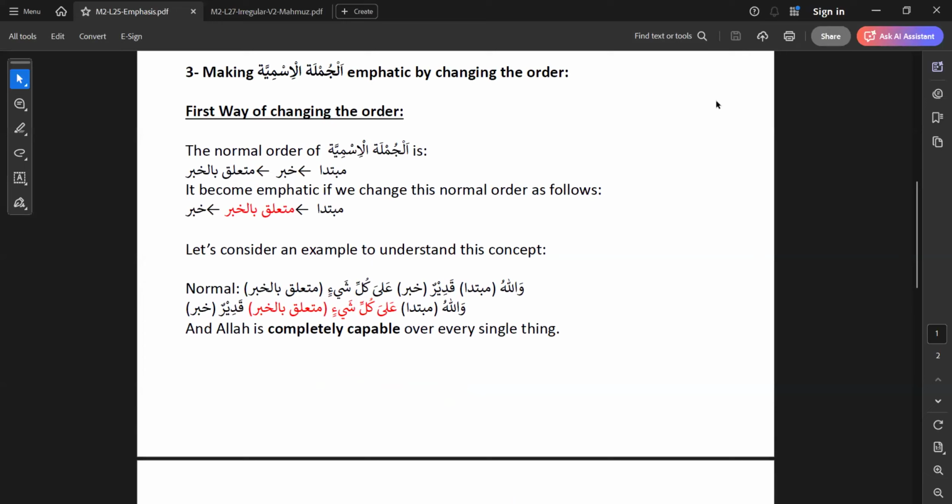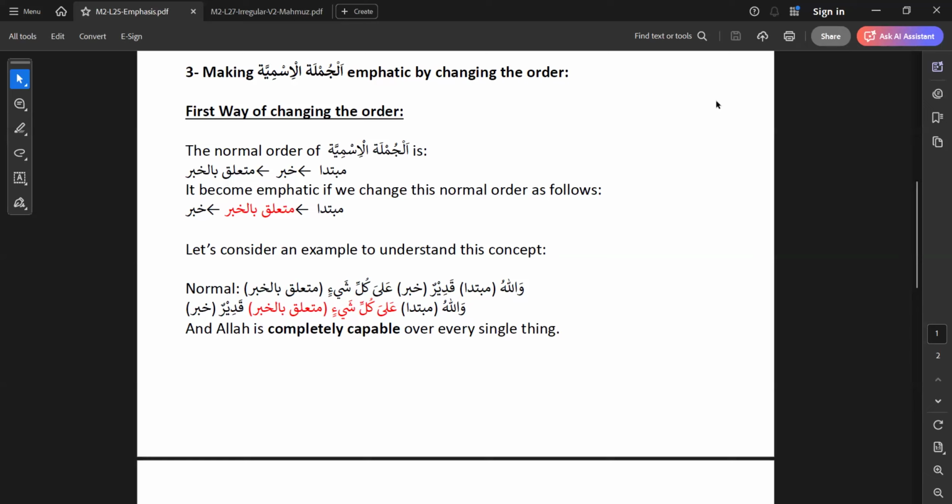You know, the sentence always has a particular normal form: mubtada, khabar, and muta'alliq bil khabar. So this is the standard normal form. When we want to add emphasis to a sentence, we just switch the order. So that adds more emphasis to it. That's it. Good. Yeah, I remember that much.